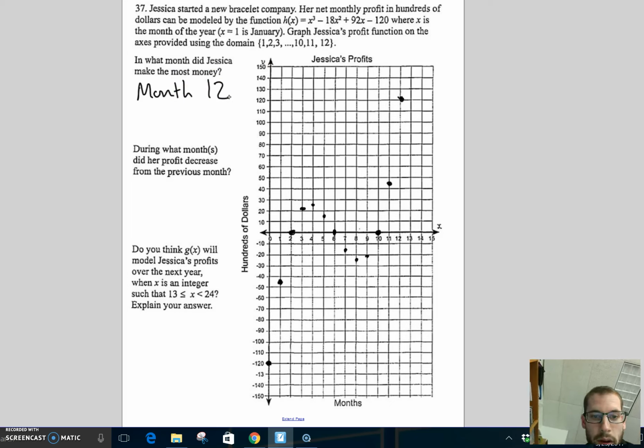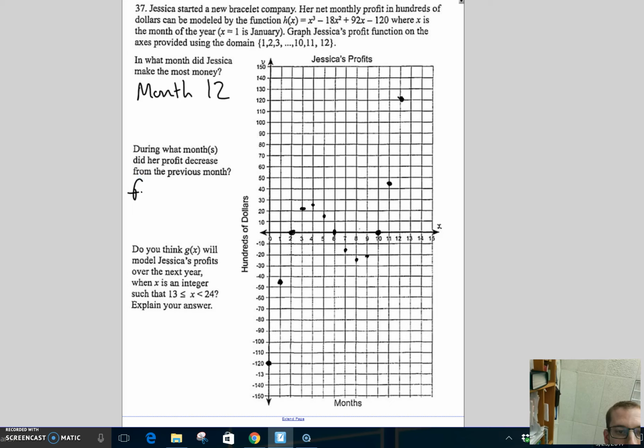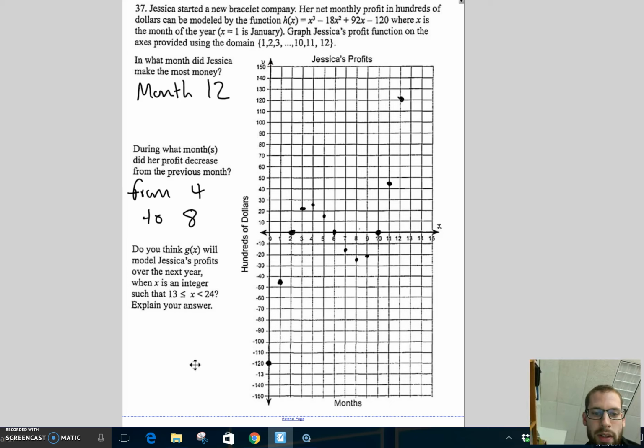During what months did her profit decrease? It started decreasing from month 4, so I'll say from 4 to, and then it stopped decreasing in month 8. Do you think that g of x will model her profits over the next year when x is an integer between 13 and 24? Well, if I take a look at this graph, I think it's going to approach infinity. So definitely, I'm going to go with no.